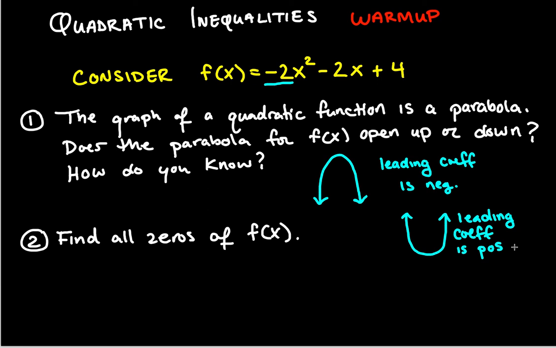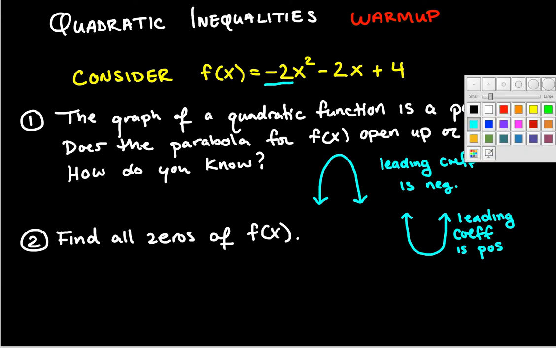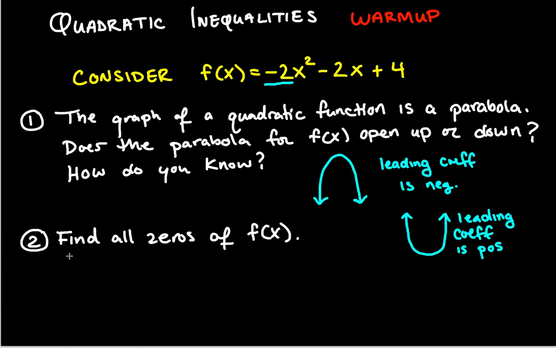You look at the leading coefficient. If it's positive, then it opens up. If it's negative, it opens down. Okay, so the second question asks us to find all the zeros of f of x. So why don't we start out by just rewriting f of x.